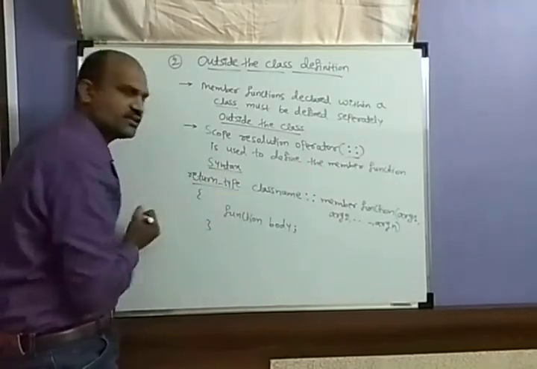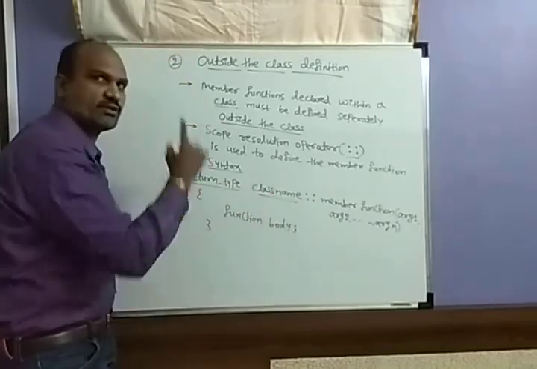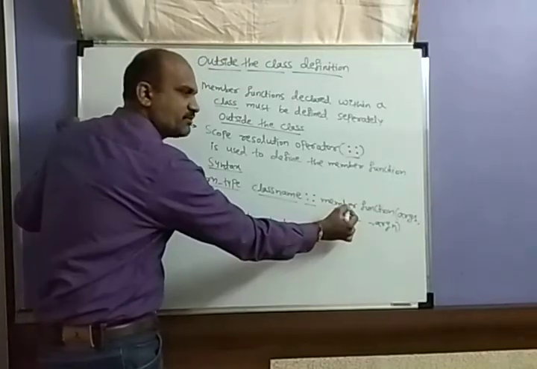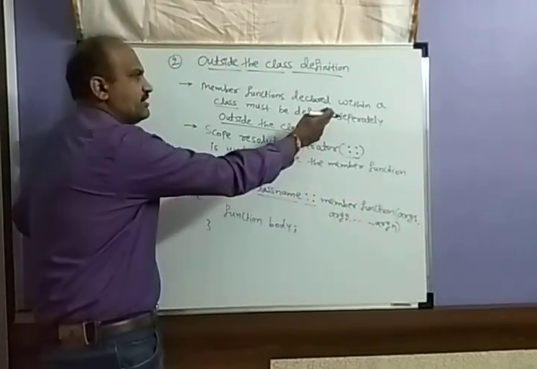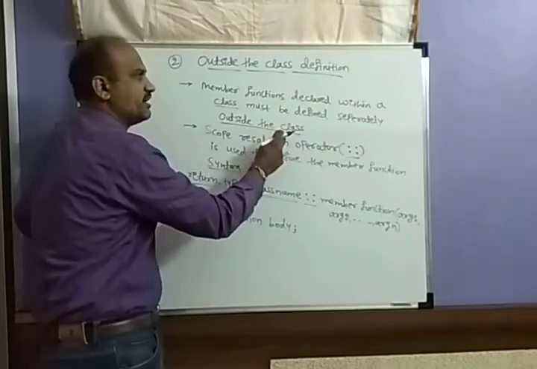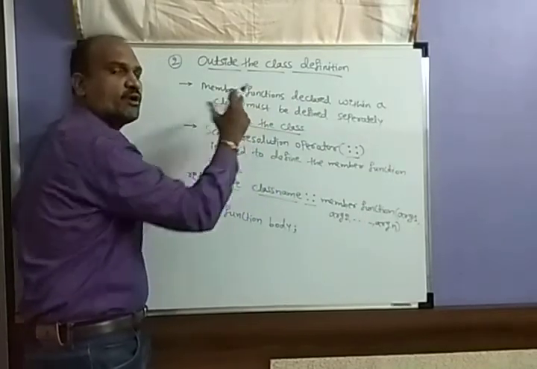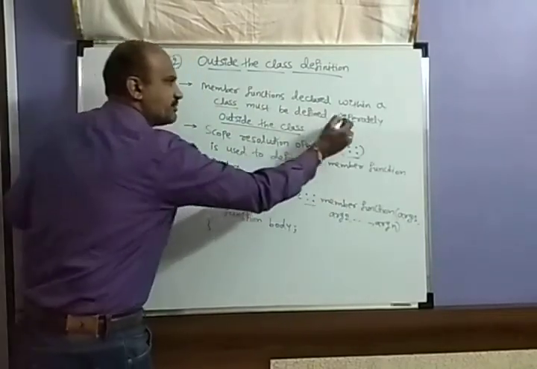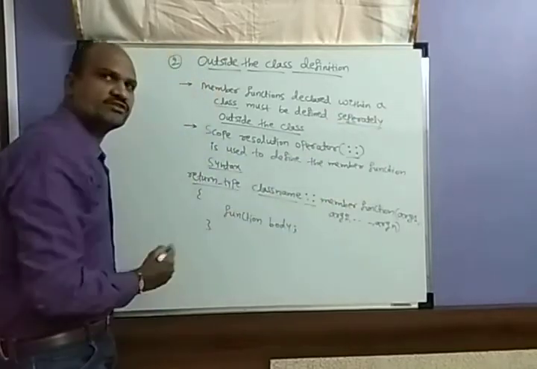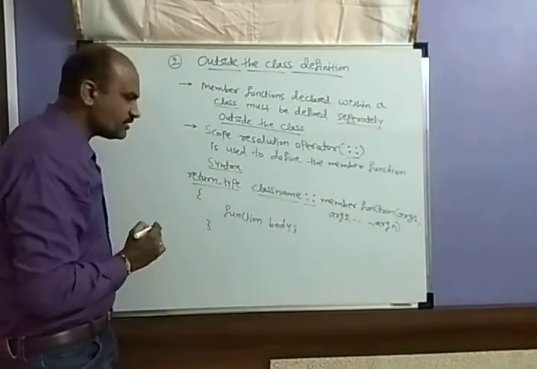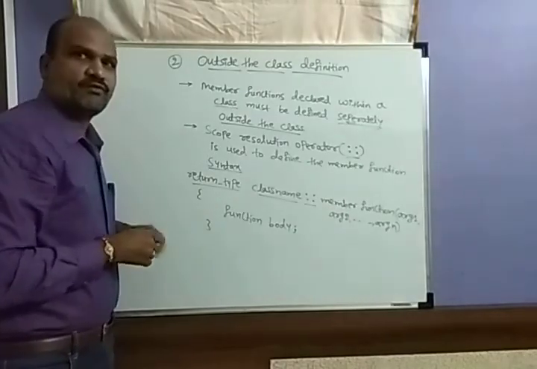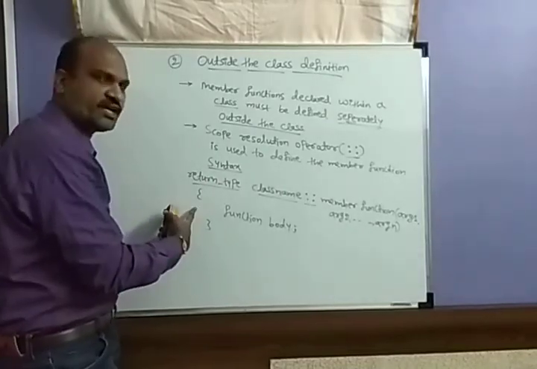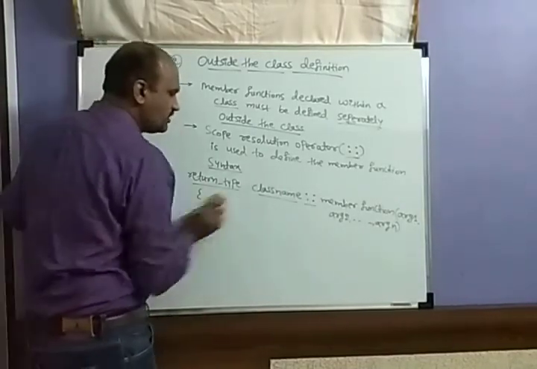This is the syntax to access the member functions outside the class. First you write the return type, the name of the class, then the scope resolution operator, then the member function name. So as declared within the class, each must be defined separately outside the class, one by one, so functions can be called one by one. This is the syntax, very important.